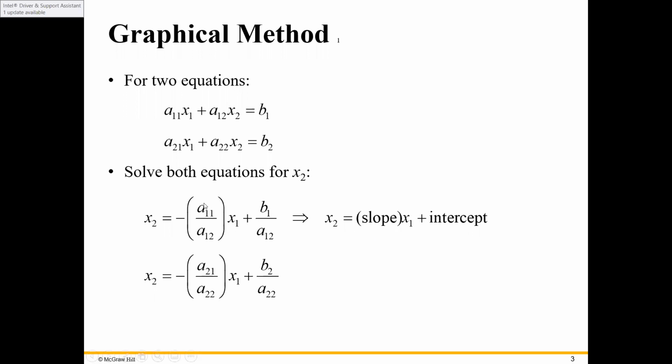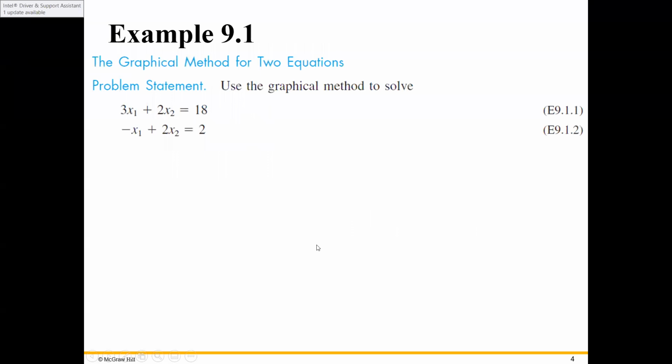In it, minus a11 over a12 will be the slope, minus a21 over a22 will be the slope of the second line, and the intercepts on the x2 axis will be b1 over a12 and b2 over a22. So this can be plotted, and then the intersection of these two lines will be the solution. This can be seen with the help of this example.